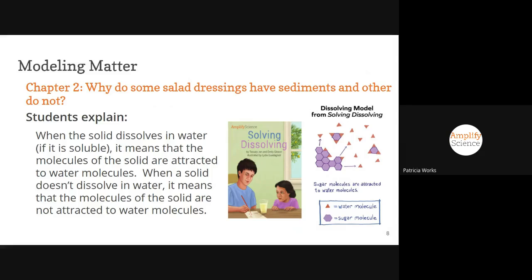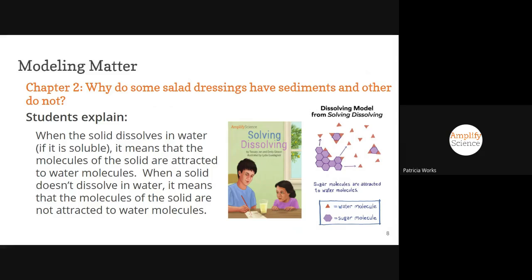In this chapter, students read and discuss the book Solving Dissolving and make digital nanovision models of a soluble substance and an insoluble substance. At the end of Chapter 2, students are able to explain more about the second problem as they try to figure out why salad dressings may or may not separate. They find that salad dressings with sediments contain solids that are not soluble, and salad dressings without sediments contain soluble solids. The molecules of water and the molecules of different solids are different from one another.